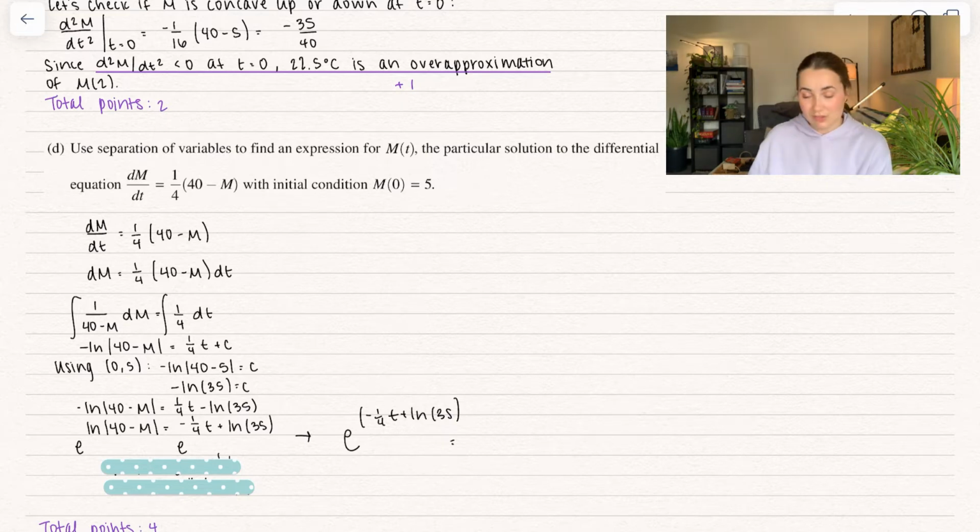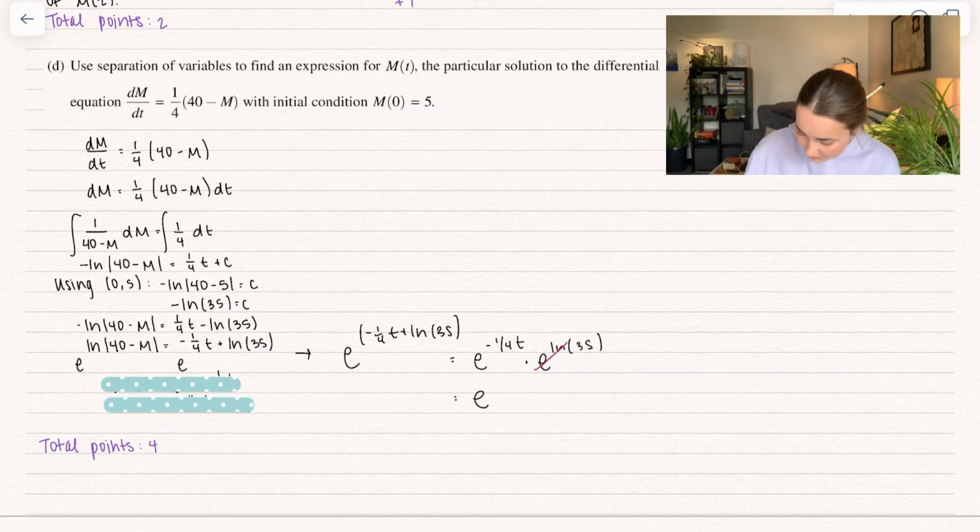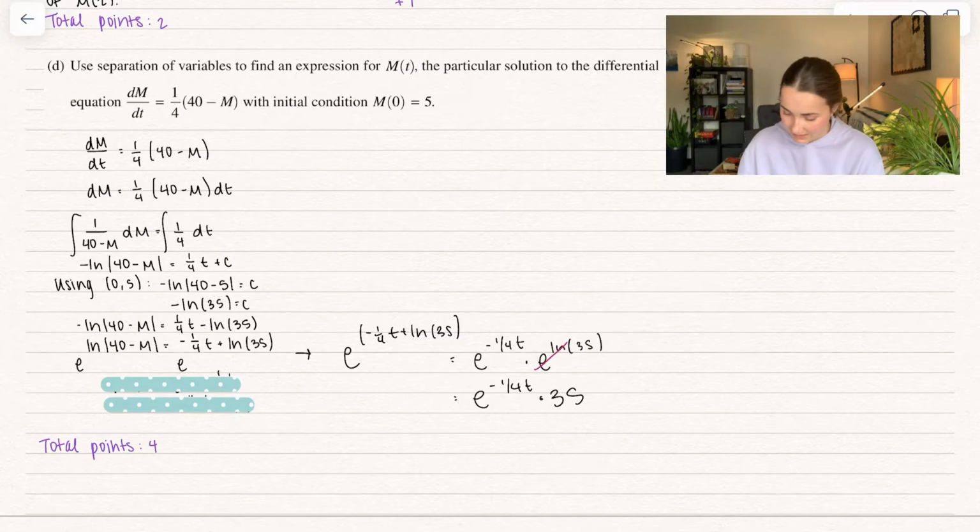Well, we can go ahead and use exponent rules. That becomes e to the negative 1/4 t times e to the natural log of 35. When we have e to the natural log, those cancel each other out. So we're just left with e to the negative 1/4 t times 35, or you could bring that scalar to the front, which is what I did right here. We get 40 minus m is equal to 35 e to the negative 1/4 t.